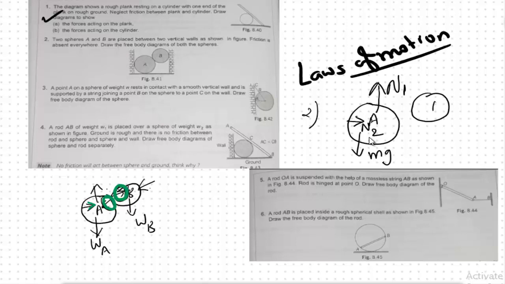Actually this B is in touch with A. So for B, mg will be acting downwards, mass of B into g. And for the reactional force, in which direction will it act? It will act towards A, because it is acting in the opposite direction. At the same time, A will act with a reactional force in the opposite direction. I am marking this as N3. These two forces will be equal and opposite.